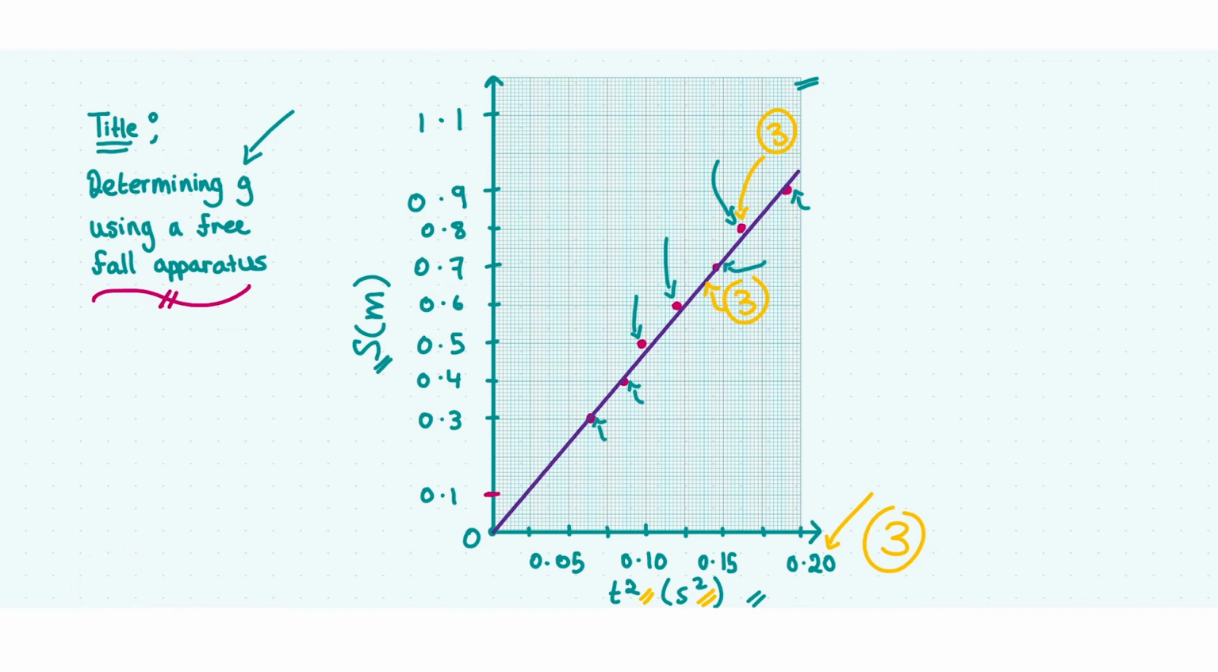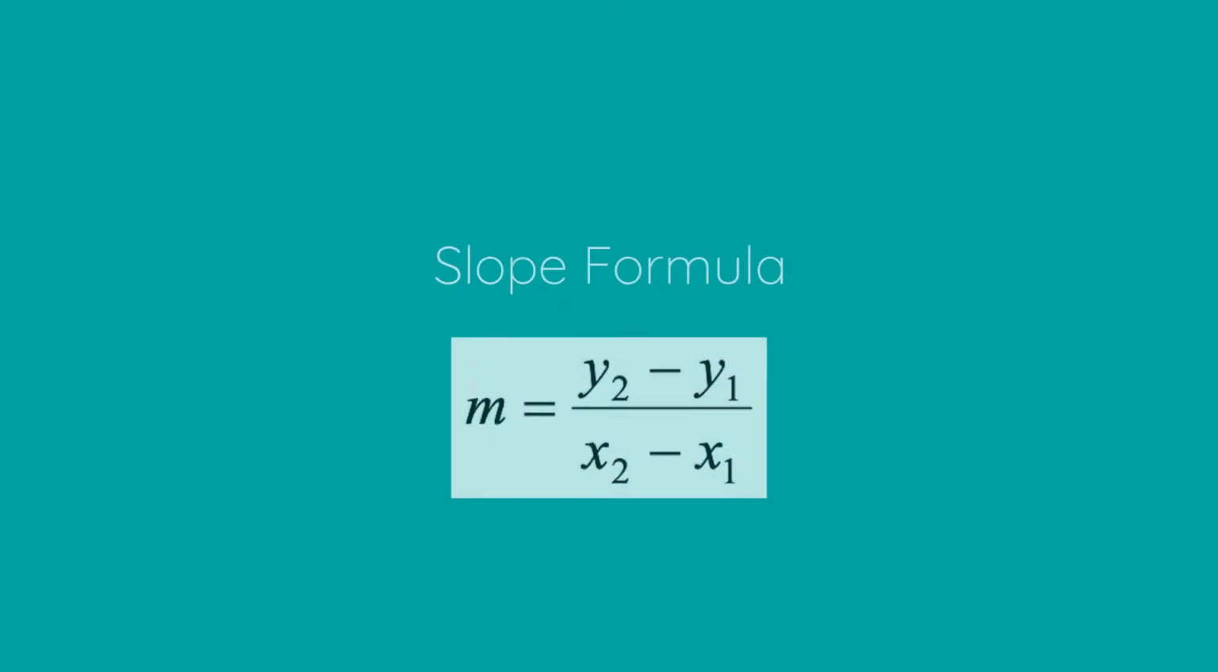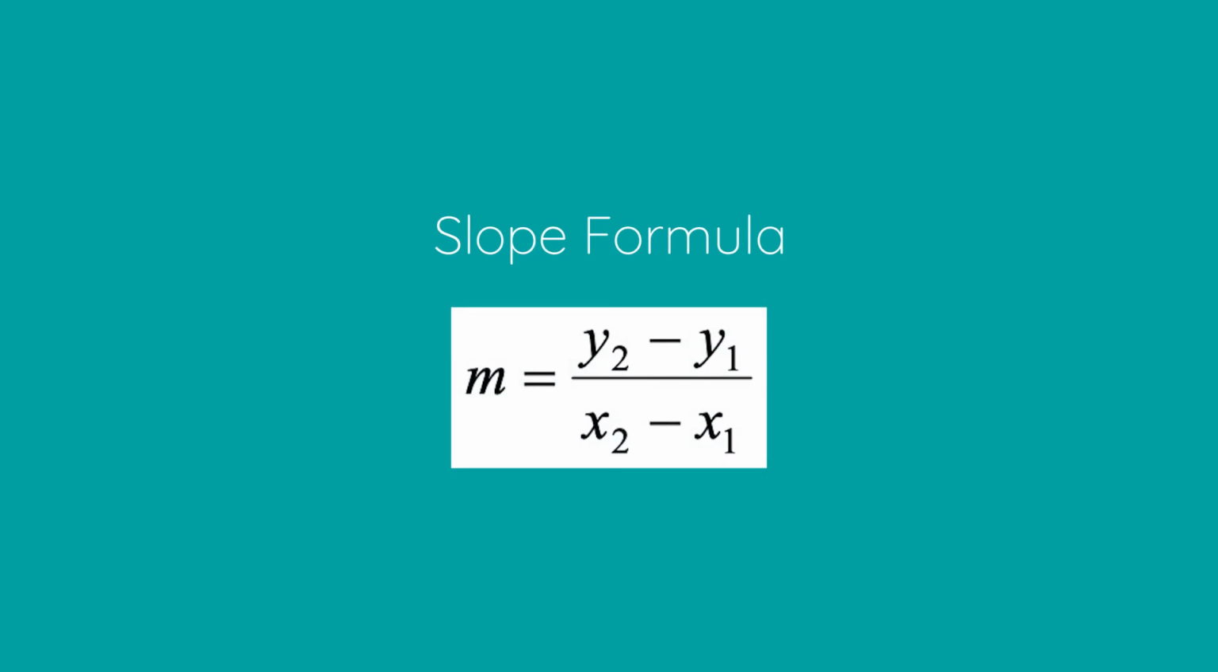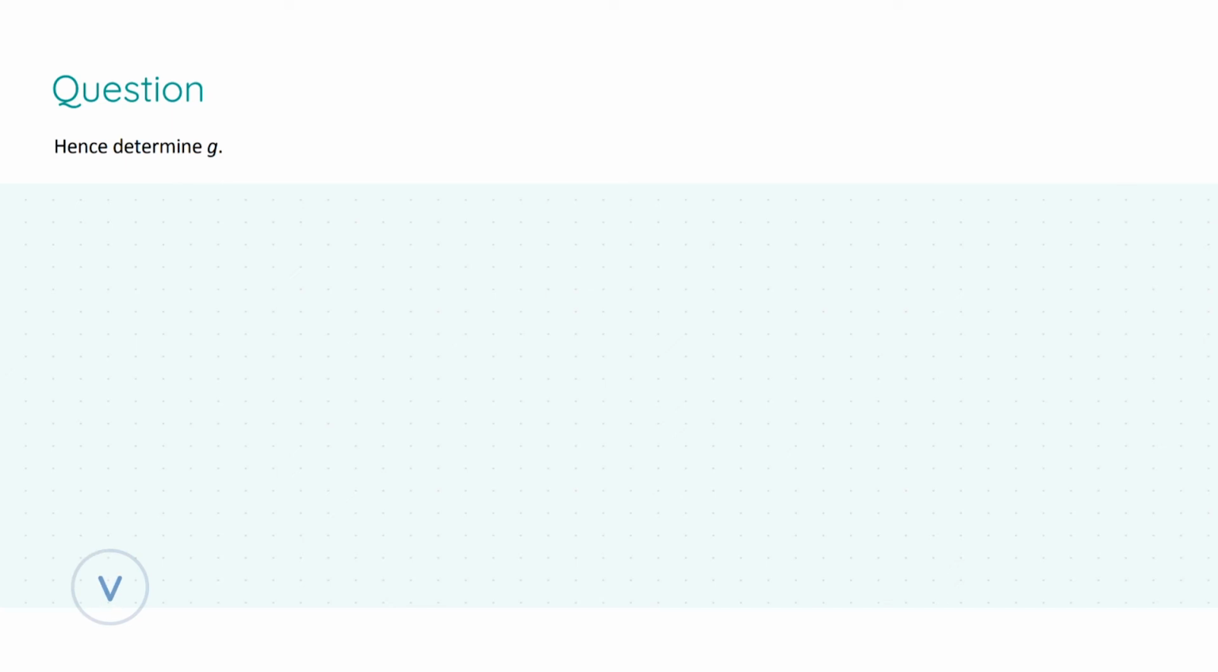Now, all we have to do is calculate g. Before we determine g, we're going to need the slope formula, which you can find on page 18 of the Formulae and Tables book. Right, let's determine g. Well, we know from the previous question that the slope, or what we call m, is equal to a half g. So therefore, 2 times the slope is equal to g.